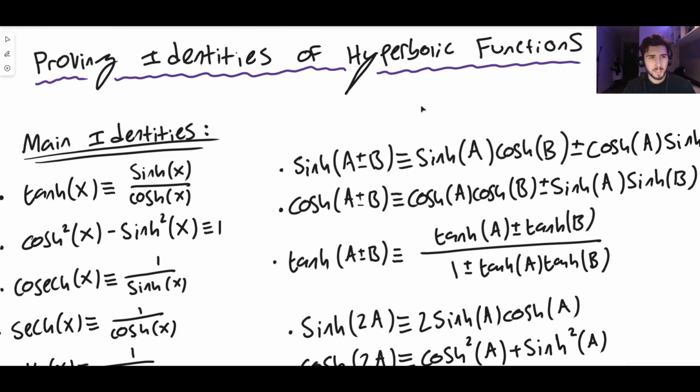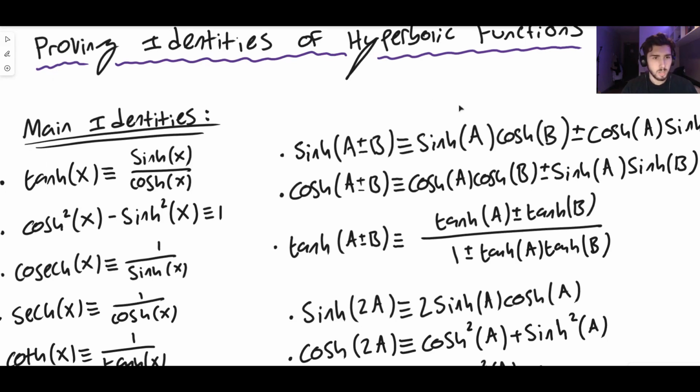In this video we're looking at proving some identities of hyperbolic functions. So this video may be slightly longer than normal. We're going to try to prove some of the identities. I shall leave the timestamps in the description and in the comments section, so you can skip to them if you want to only look at a few of them. But we're going to look at some various hyperbolic function identities.